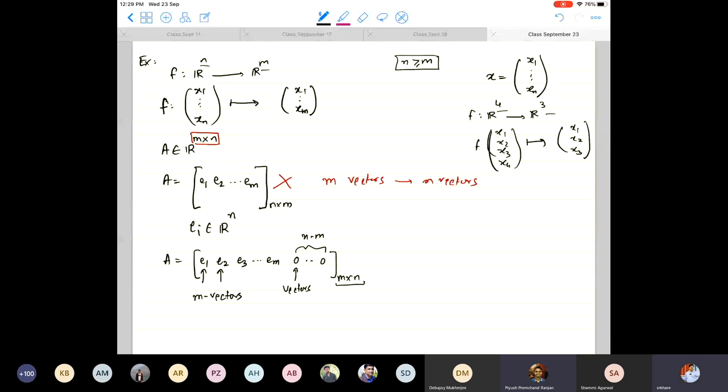And what does it do? When you multiply it, with E1, E2 up to EM and 0, 0, 0, to a vector x1, x2 up to xn, what will you get? x1, x2 up to xm. So you have found a matrix representation for this. And because there is a matrix representation, the function f is linear, right?